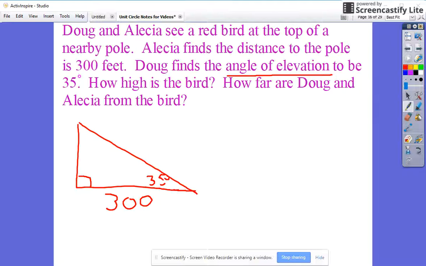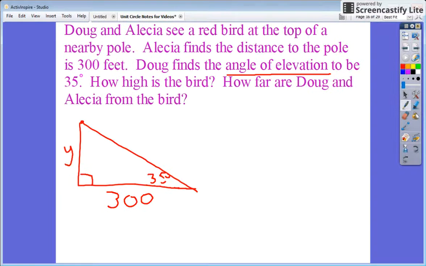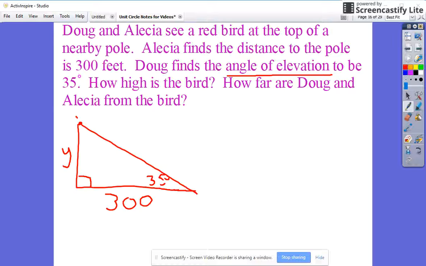Now, what do we do with it from there? Well, here they're asking, how high is the bird? That's asking for this value right here, y. How far are Doug and Alicia from the bird? Now, some of you may be tempted to say, well, that's 300. Nope. We're looking for distance from up there, the bird, down here to where they are standing, and we're looking for that value, and we'll call that h, because it's going to be the hypotenuse of that triangle, right? So now, how do we find y?